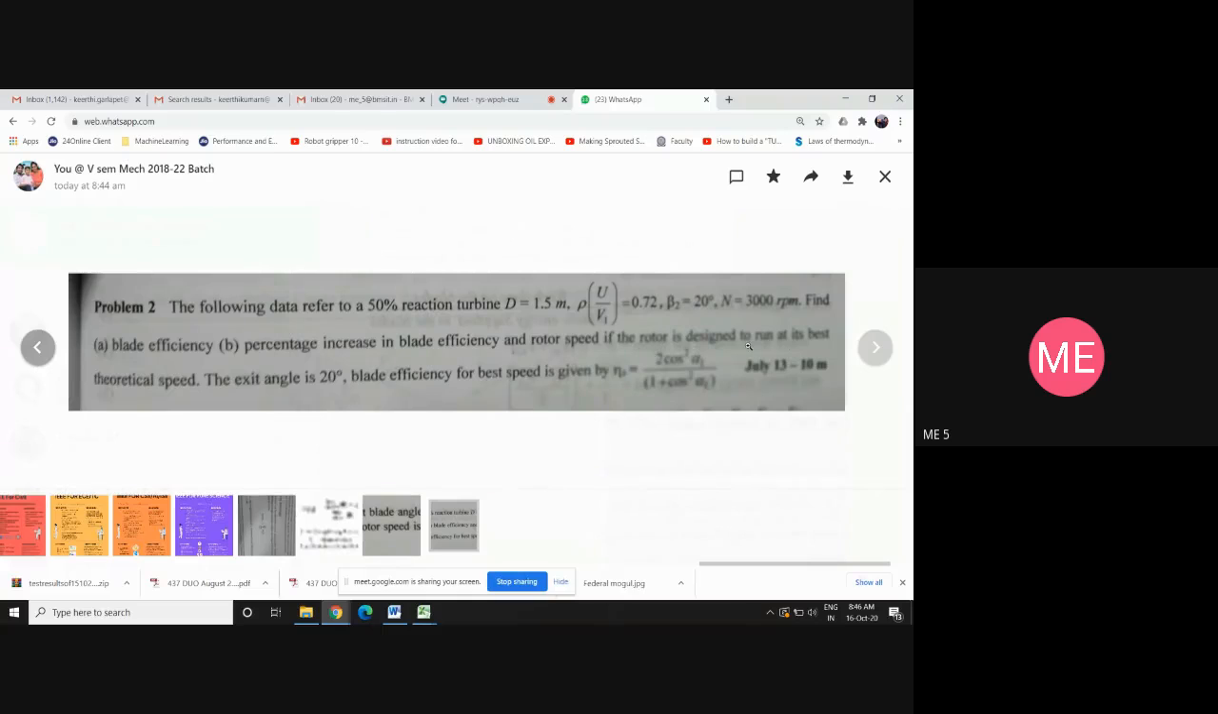If the rotor is designed to run at its best theoretical speed, the exit angle is 20 degree. The blade efficiency for its best speed is given by: efficiency of blade is equal to 2 cos square alpha 1 divided by 1 plus cos square alpha 1.